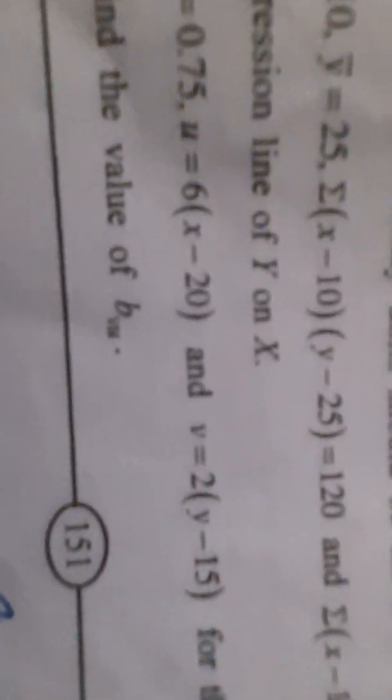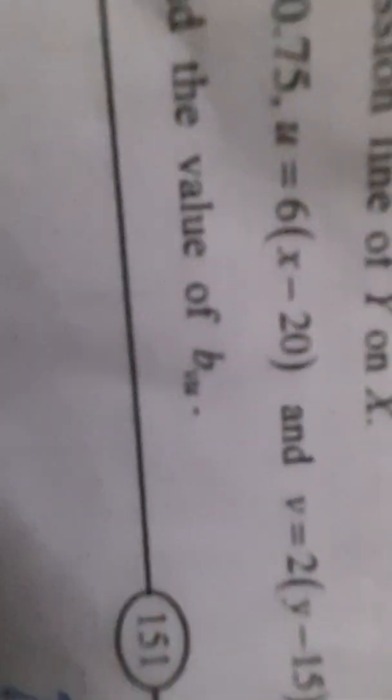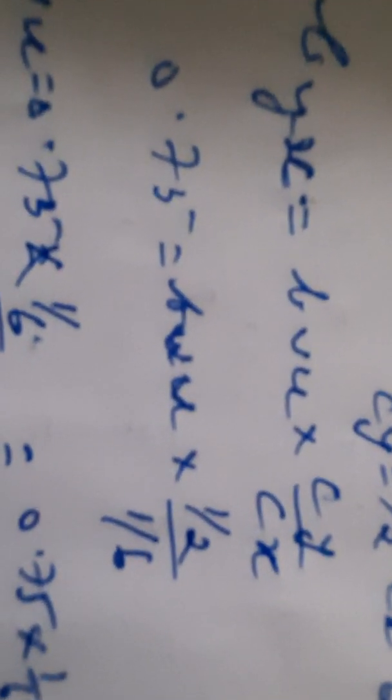Now question number 10, which is the last question there. If byx is 0.75 and u is equal to 6 into x minus 20 and v is equal to 2 into y minus 15 for the data in the study of a regression line, then find the value of bvu. You have to find out bvu. And you know the equation, byx is equal to bvu into sy upon sx. Okay, that's the equation.